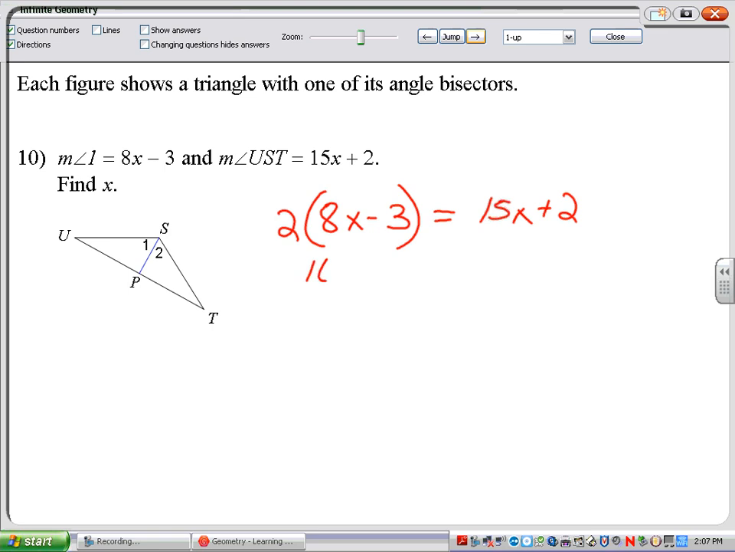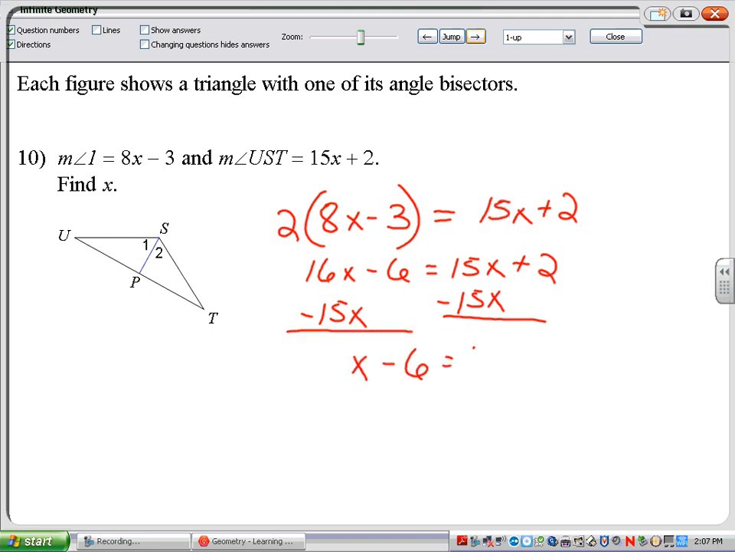Distributive property, 16x minus 6 is 15x plus 2. And I would just subtract 15x from both sides to give me 1x minus 6 is 2. And then add 6 to both sides, so x would be 8. And there's my answer. X equals 8.